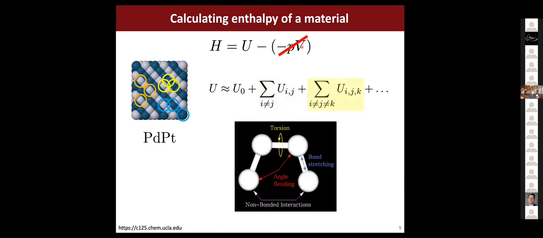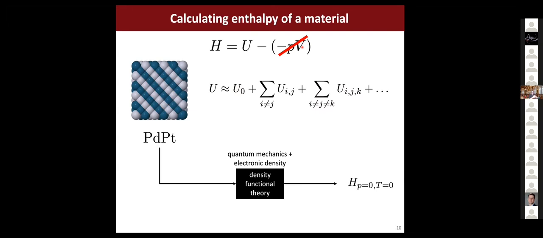We can also talk about third order terms. So now the angle between three bonded atoms is going to become important, and those sort of concepts. So you can go on and on and on in this sort of Taylor expansion. But for the purposes of this talk, calculating the enthalpy is going to require a density functional theory calculation.